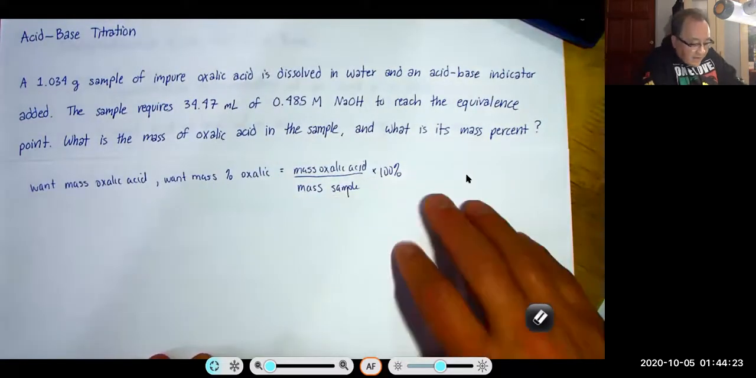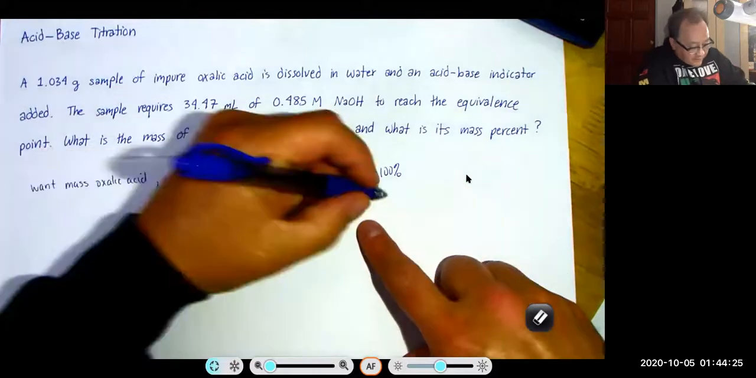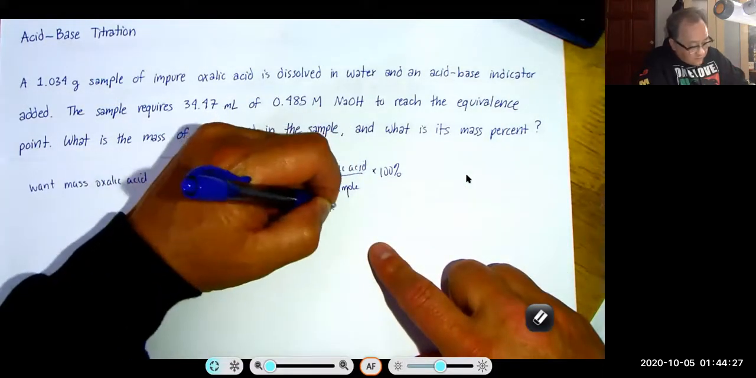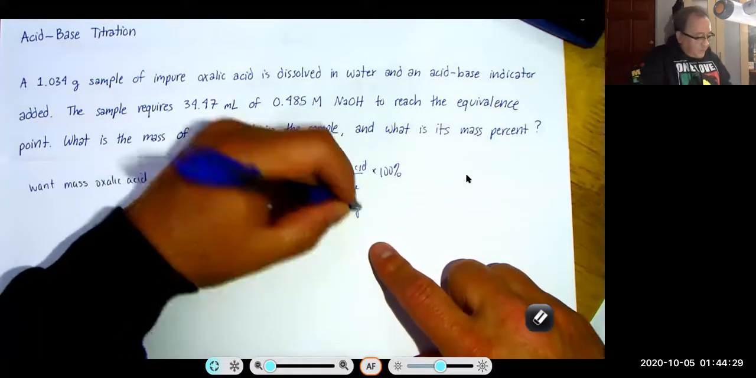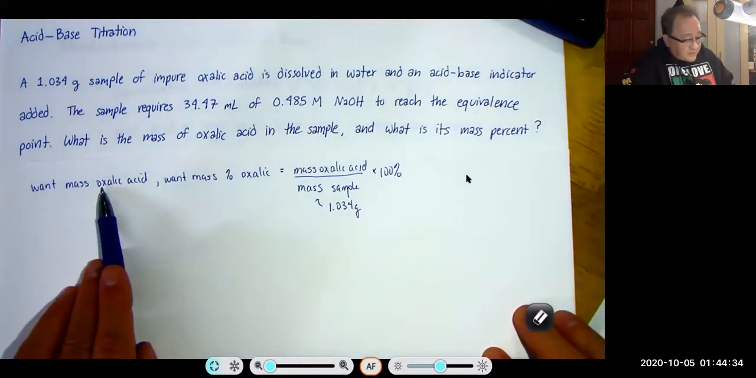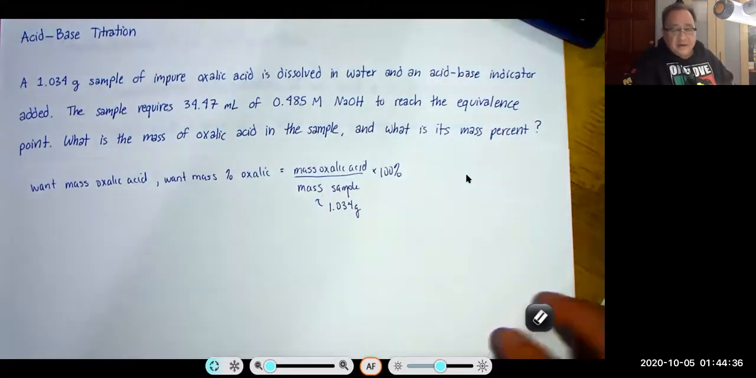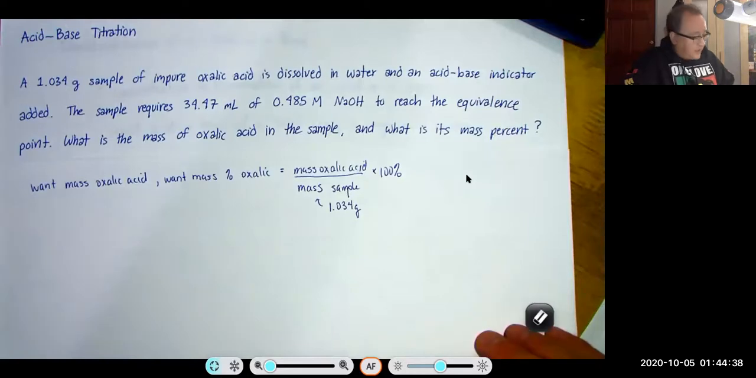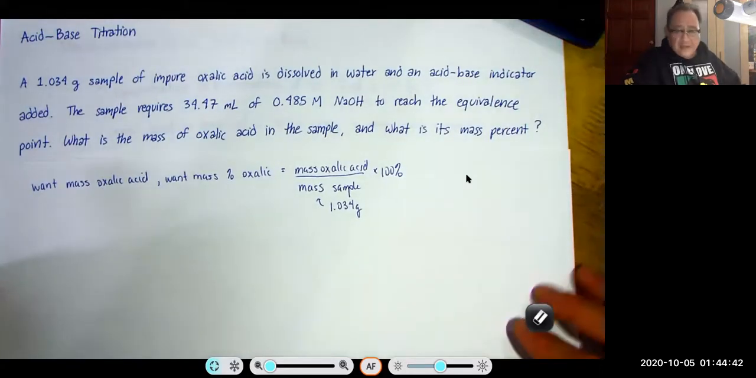And we actually have the mass of the sample. I'm going to put that, that's 1.034 grams. Okay, so here, it turns out if we get the mass of oxalic acid, we'll be able to get the mass percent very easily. Okay, so the other thing that we're going to need here is a balanced reaction.